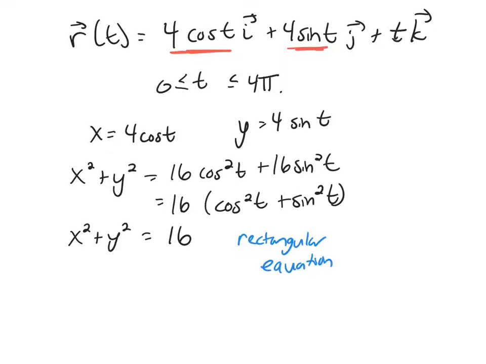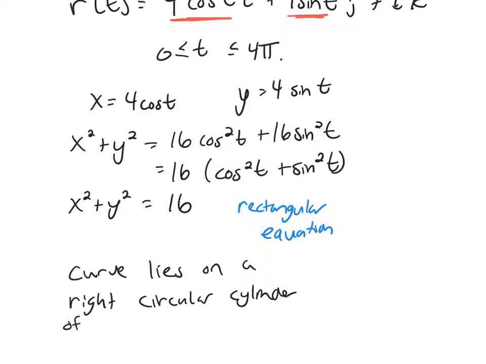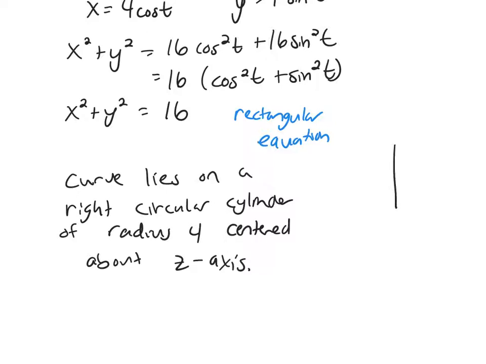And what is it the equation of? In space, it would be a circular cylinder. So my curve lies on a right circular cylinder of radius 4. The square root of 16, so the radius would be 4, and it would be centered about the z-axis. So let's go ahead and draw a right circular cylinder.